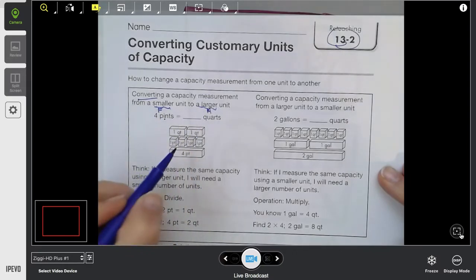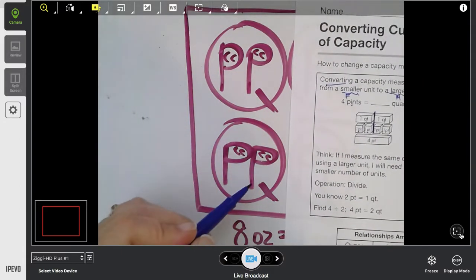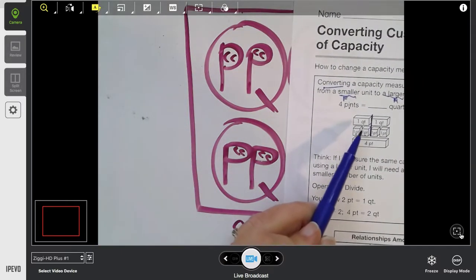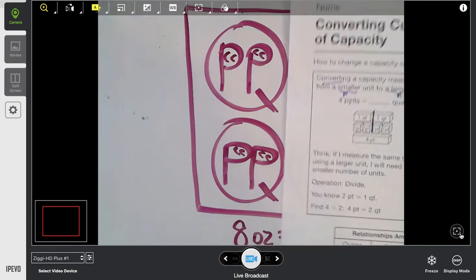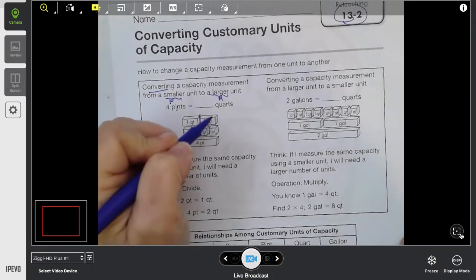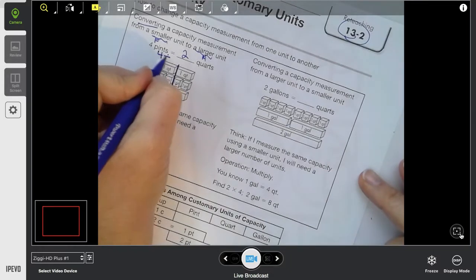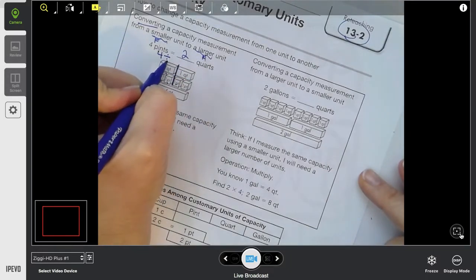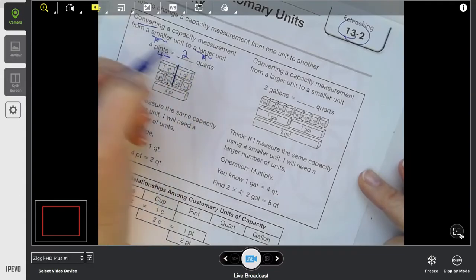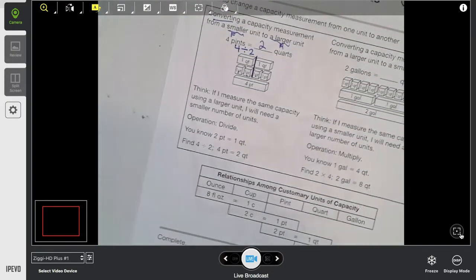Pints are smaller than quarts. Here's your 2 pints that make 1 quart. Just like in my drawing, 2 pints make 1 quart. Here they drew it, 2 pints is the same thing as 1 quart. So 4 pints would be the same thing as 1, 2, 3, 4, 2 quarts. Because I'm going fly to horse, divide, of course. So I'm going to do 4 pints divided by how many pints are inside a quart. Well, there's 2 pints in a quart. So I'm going to do 4 divided by 2 to get 2.